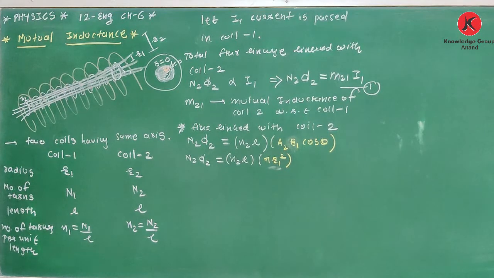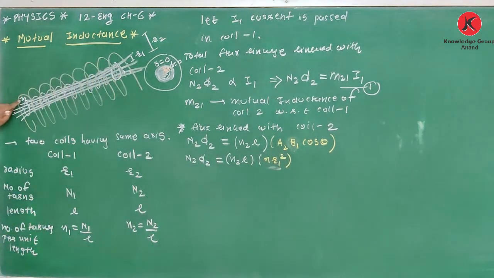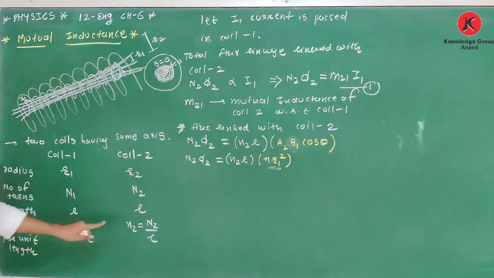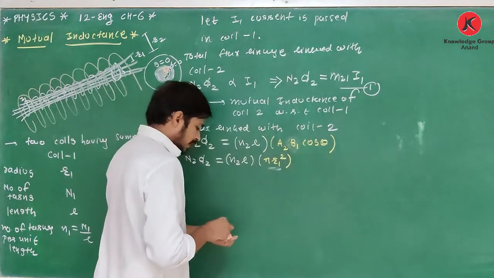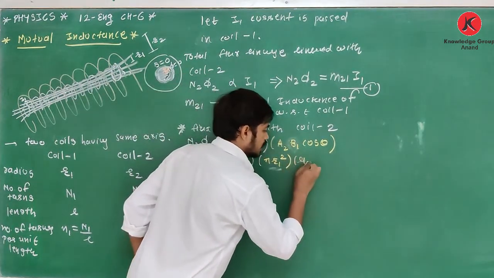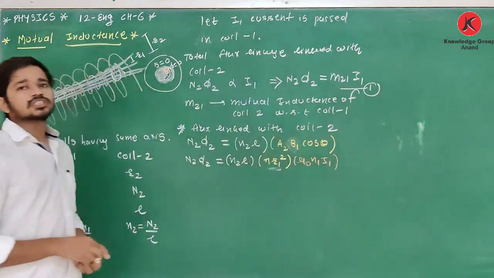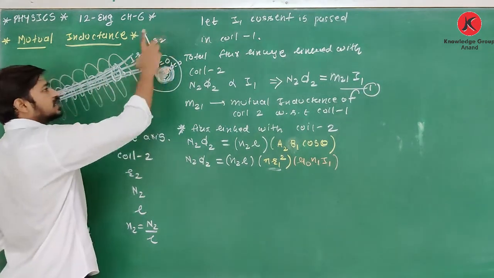Clear about this? Okay. Now how to find? See, B1 is the magnetic field due to coil 1. In coil 1, current I1 is passed, and the number of turns per unit length is N1. Then what is the equation of magnetic field? The magnetic field B1 is equal to mu 0 N1 I1 cos theta.